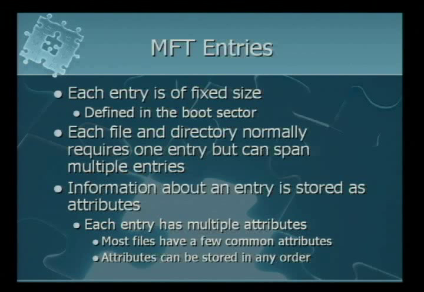Looking more closely at what we know from reverse engineering this file system, you have these entries in the MFT, and they all have a fixed size. When you format a drive, it sets each entry to a size. By default, this is 1K on Windows for each entry. Every file and directory in our system normally takes up one entry. Technically, they can take up more, but generally it's one entry per file. The information about each entry is stored as attributes. There's a whole bunch of different attributes for each file, and they can be stored in any order.